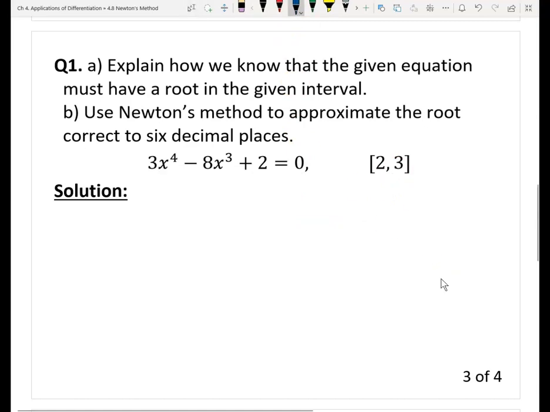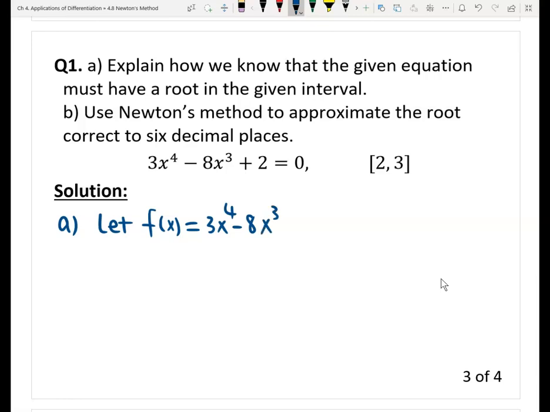Okay, so here the first part. Of course we need to set up a function, otherwise we cannot proceed. Let this f be the left side, which is 3x^4 minus ax^3 plus 2. This is a function.